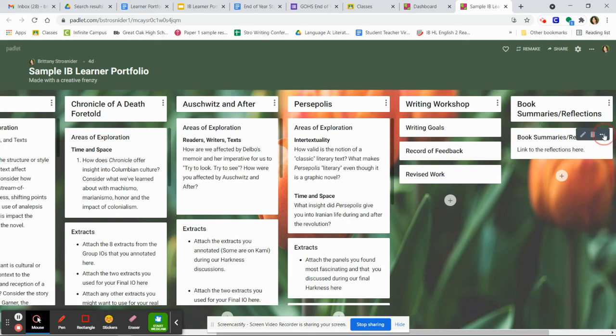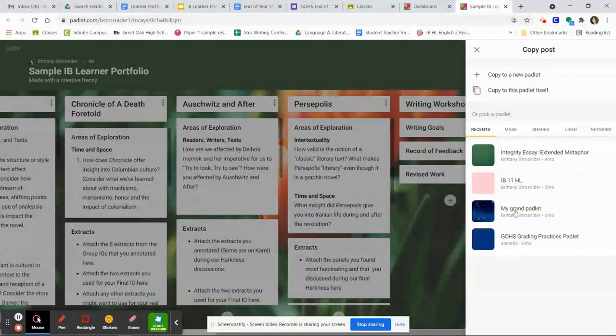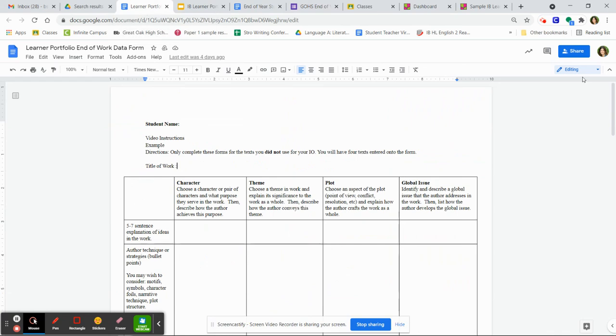And then you can copy this post onto your Padlet. And then from there, you're going to link the reflections onto your learner portfolio so that next year you'll be able to have it all in one place. If Canvas or Google Classroom goes away and you're not able to go back and see your stuff, you'll be able to have access to your Padlet and you'll be able to open this up and see it. So that is what you guys are going to be working on today with this form.